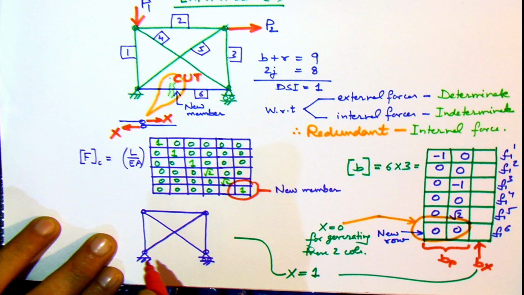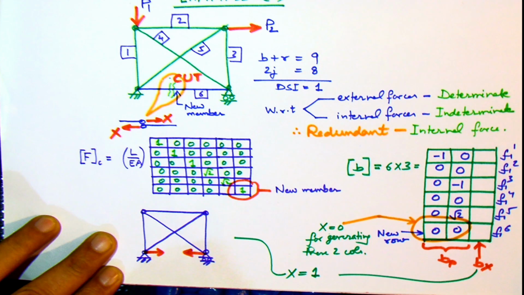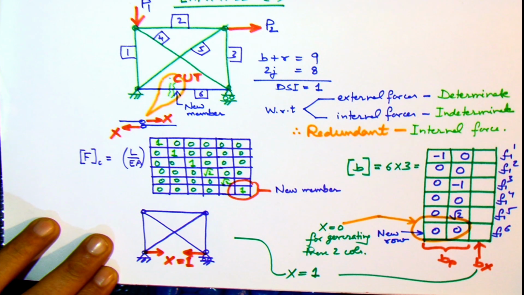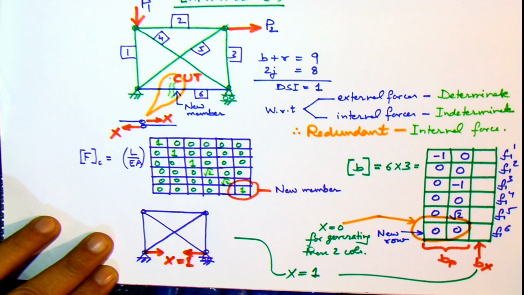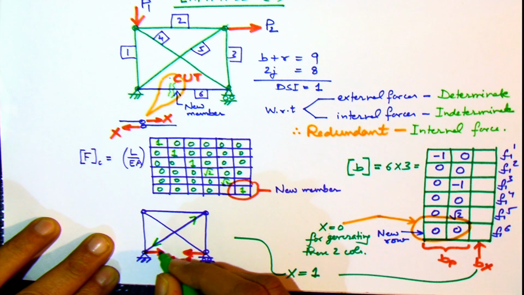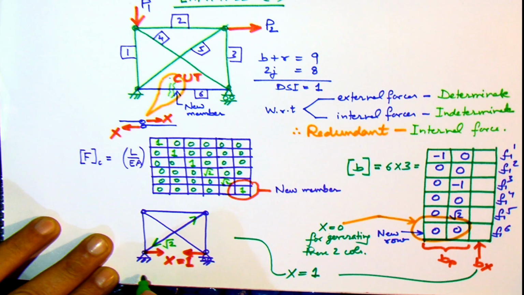So this pair is like a system of self-equilibrating forces. As a result, there won't be any external reaction, so all the forces generated would be internal forces. The structure is now determinate. So by going through the equilibrium joint by joint, we can determine all the internal forces.